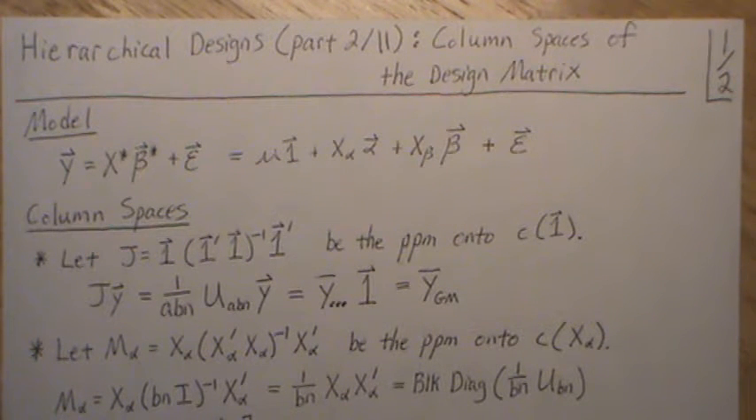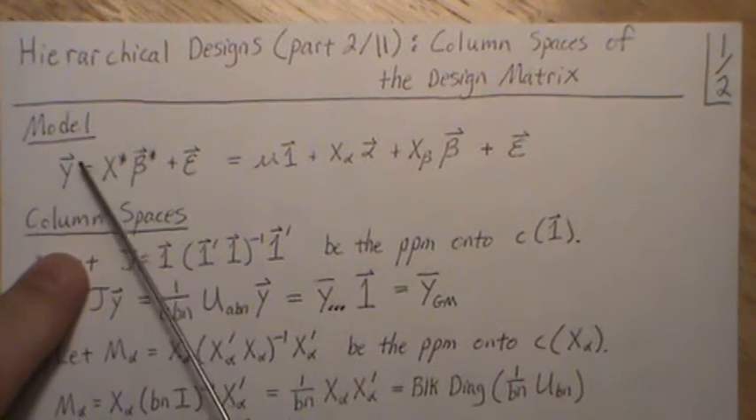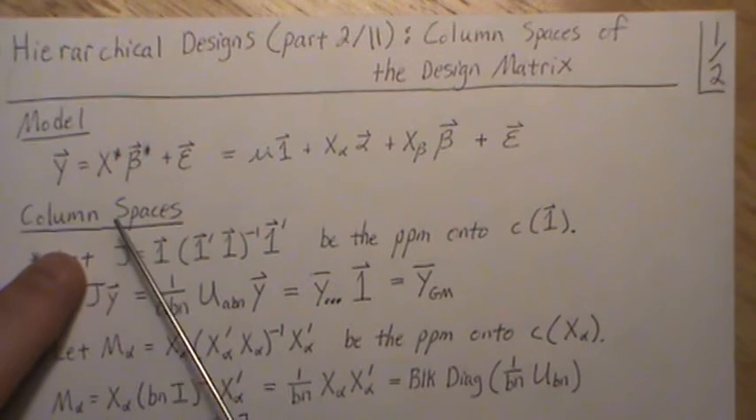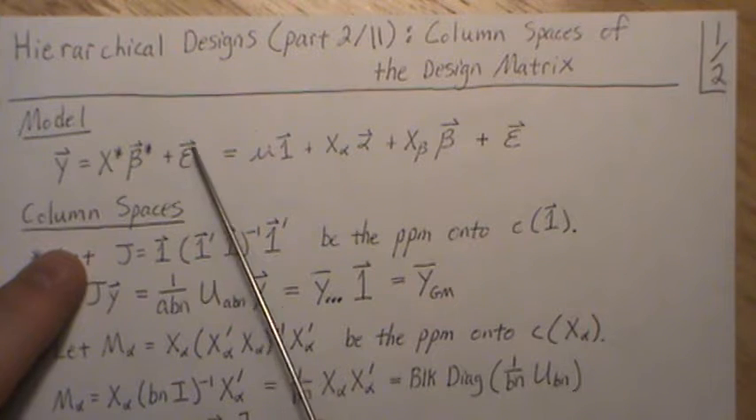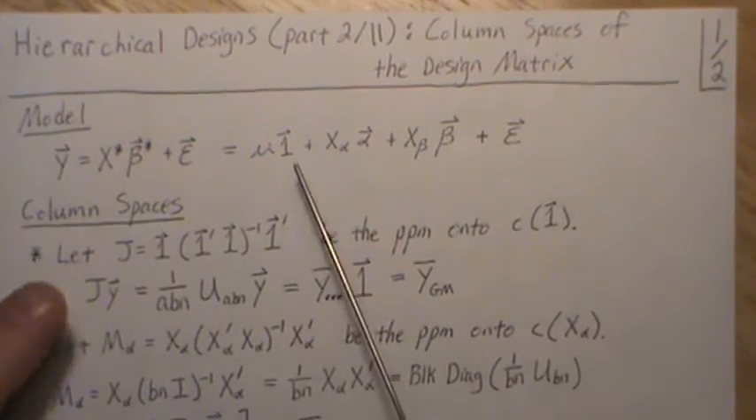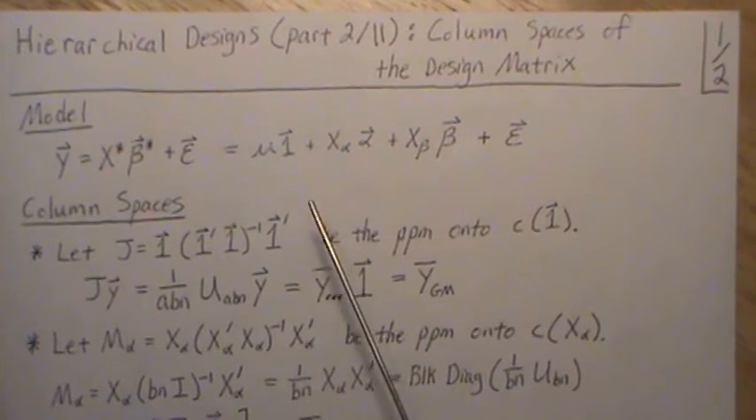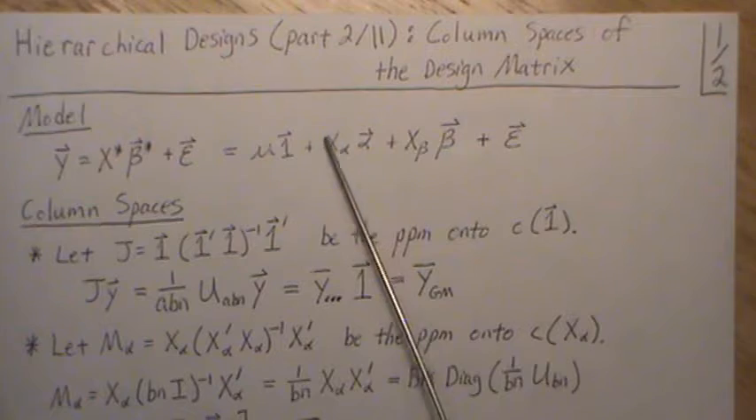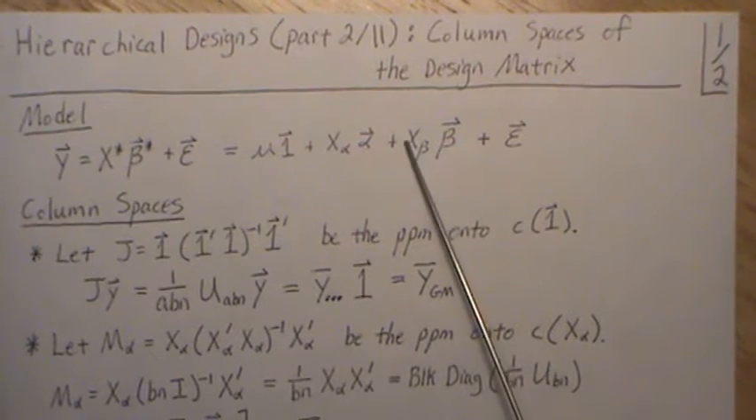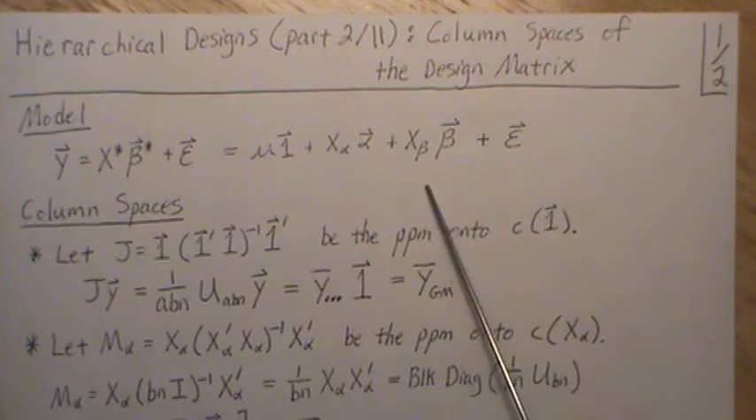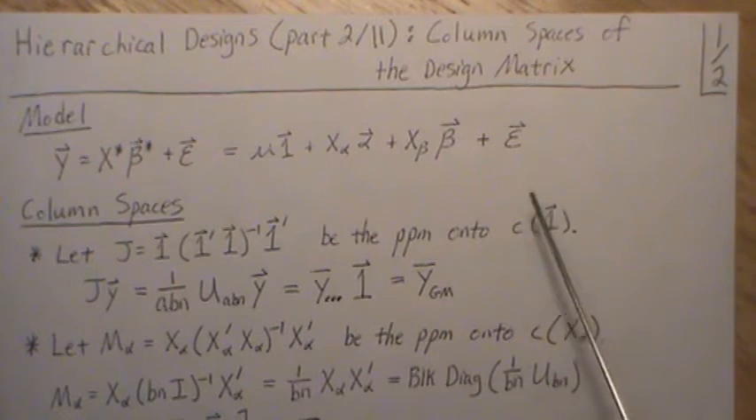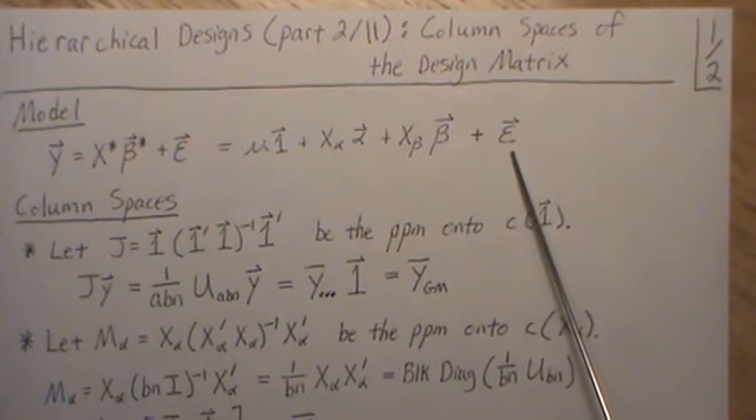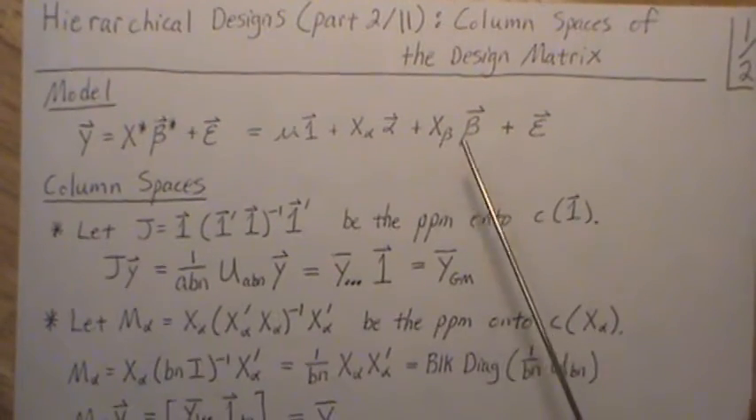design matrix. So in part 1 we introduced a model of Y is equal to X star beta star plus epsilon, so it's a linear model. We partitioned it into a column of ones, X alpha times alpha, and this deals with factor A, and then X beta times beta, this deals with factor B. And factor B is nested within factor A, plus epsilon. And this is normally distributed.